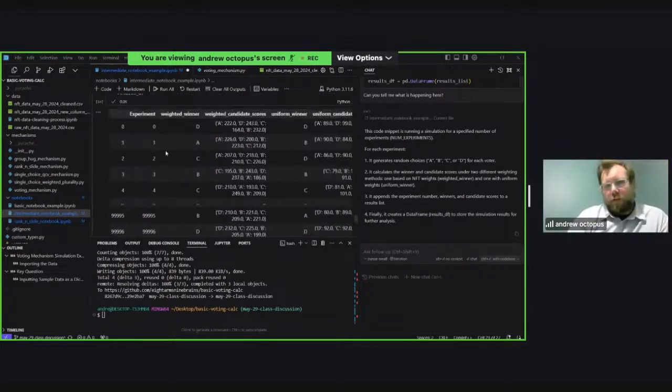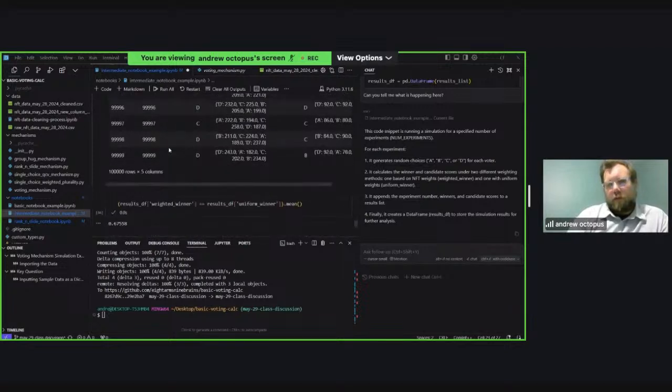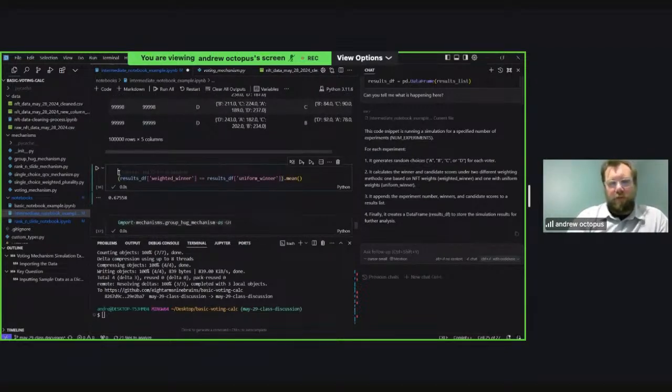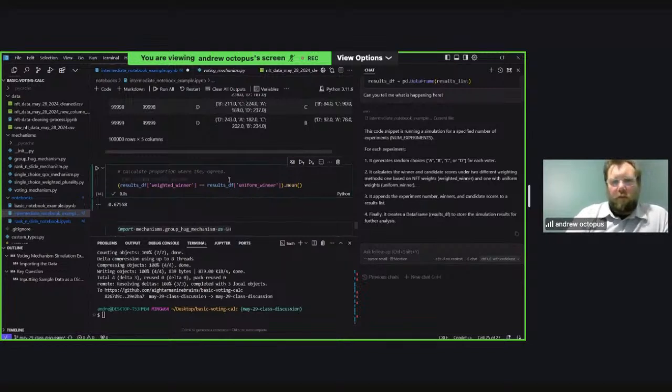So the final thing, after I have this data, this is the part that's a little bit hacky. I'm calculating the proportion where the results were the same.